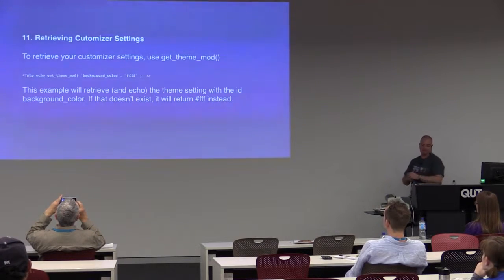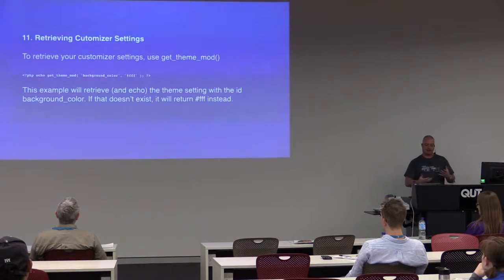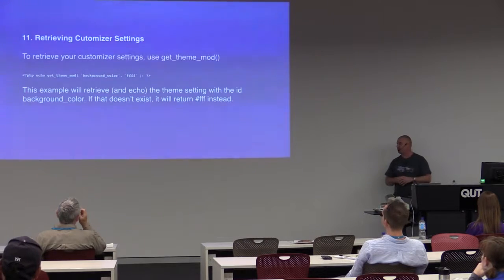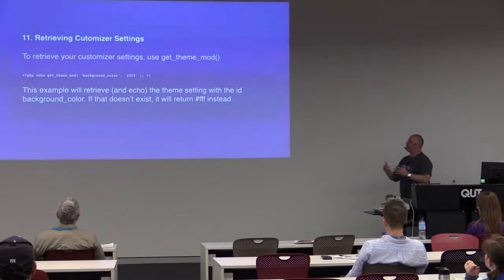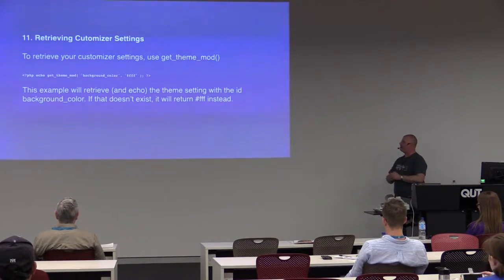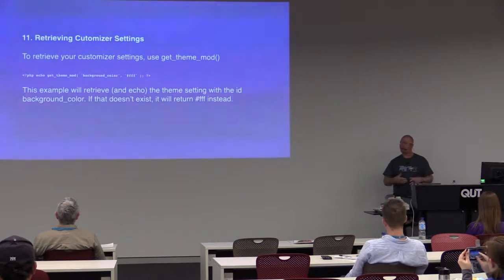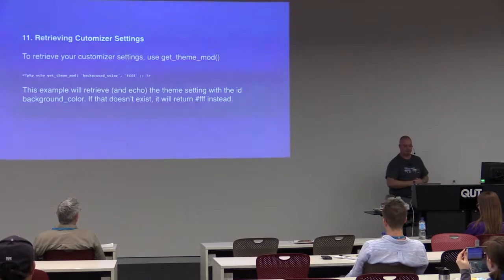And finally, after you've got everything, to retrieve your customizer settings and use them in your theme, you just use the get_theme_mod function. You pass the ID of the setting and also a default value in case the value doesn't exist already in the database. So in the example there, you can see it's echoing out the theme setting with the ID of background color. And if that doesn't exist, then it returns the default value, which is just white or FFF instead.